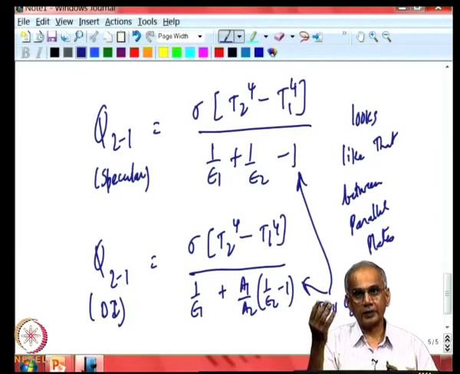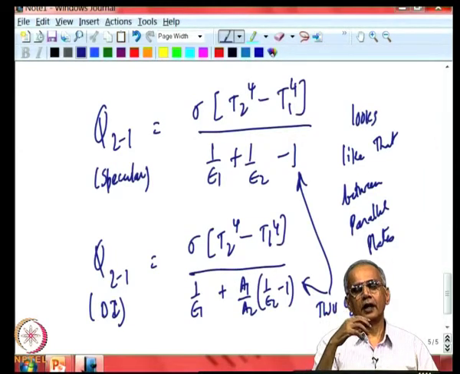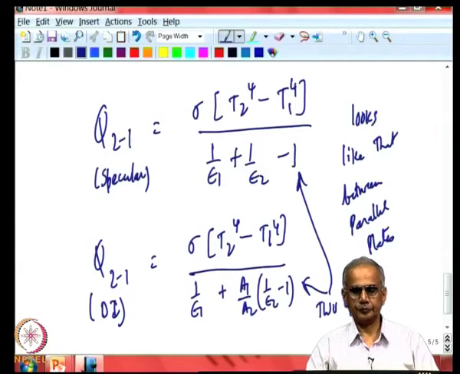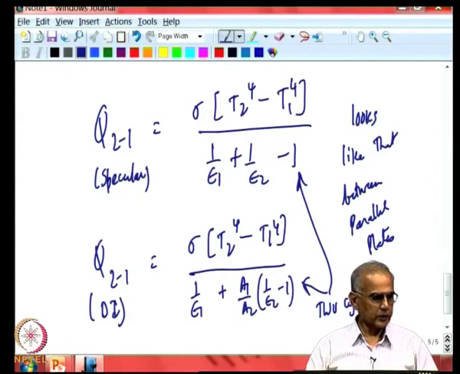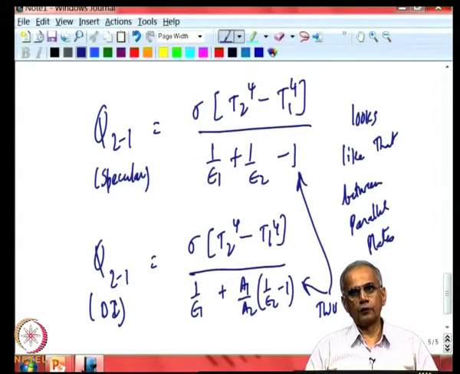So, it looks like radiation heat transfer between parallel plates. The higher area of the outer cylinder is not actually seen by the inner area. So, this is a simple illustration of the role of specular reflection on the radiation transfer between two cylinders, two spheres.